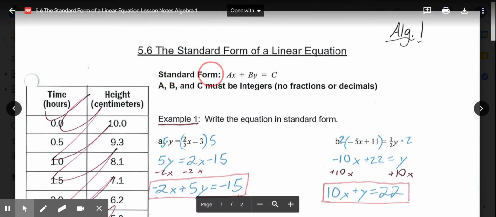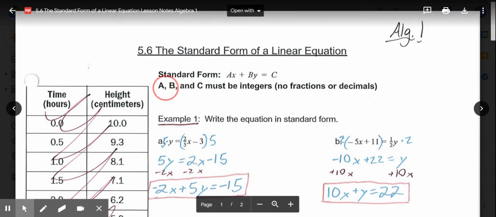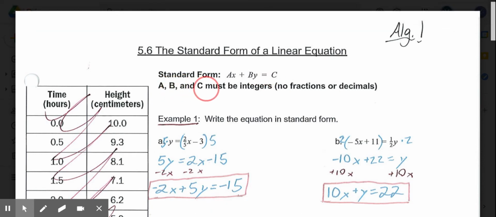And what standard form is, it's in the form ax plus by equals c. And the rule is the a, b, and c must all be integers, meaning no fractions or decimals. They're what we call our counting numbers, so positives or negatives or zero that are no fractions or decimals.